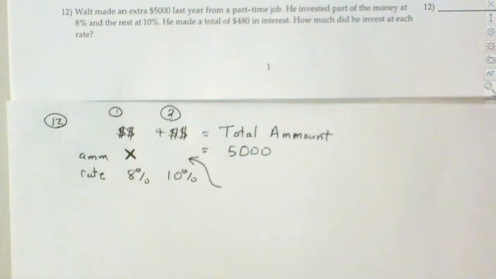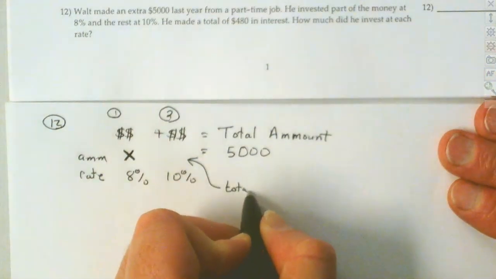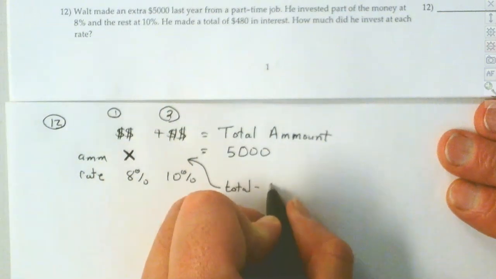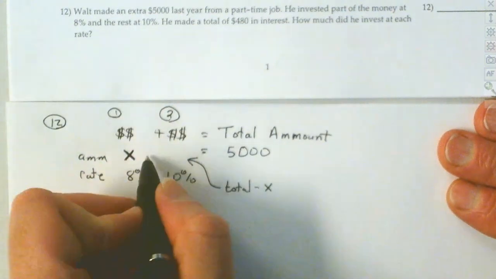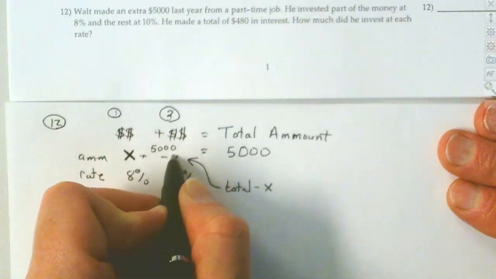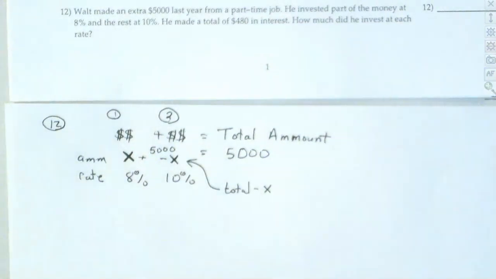How do we determine what goes here? We can't just use the X again because it's different. What is that? Remember, that's going to be your total minus what? Does anyone remember? Total minus X. And what's my total? Yep, 5,000. So that's going to be 5,000 minus X there. Is everyone okay with how I set that one up?